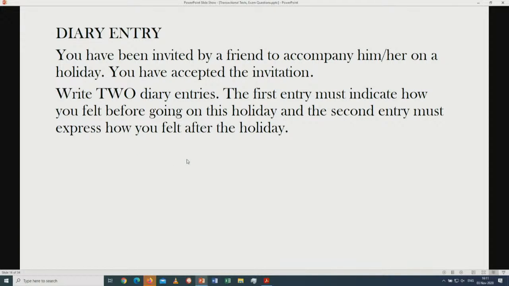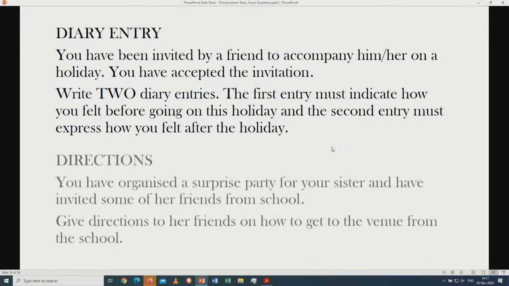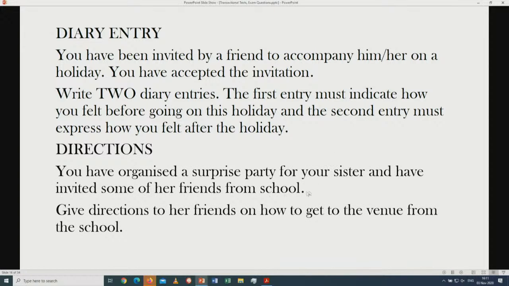Okay, diary entry, going on holiday, before and after. Right, directions, again, surprise party for your sister, friends from school. Give directions to the friends on how to get to the venue from the school. And again, it's very random. I mean, everybody's going to come up with basically correct stuff because the person marking doesn't know whether you're lying or not.